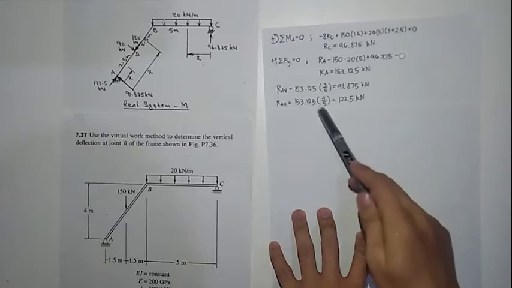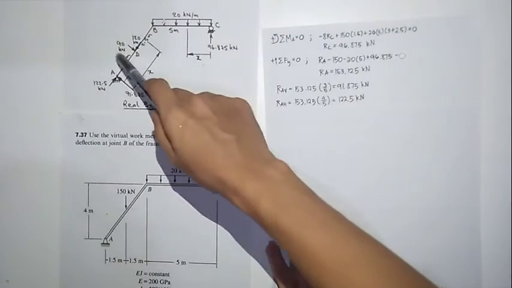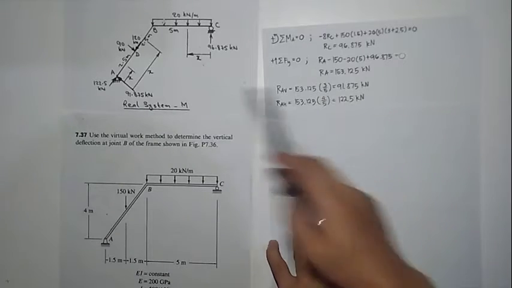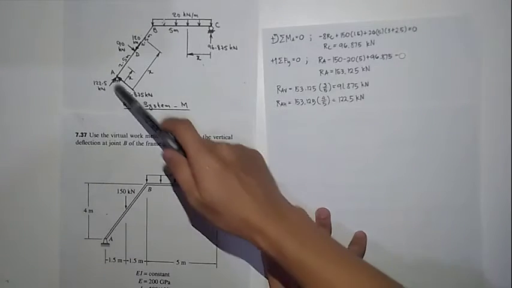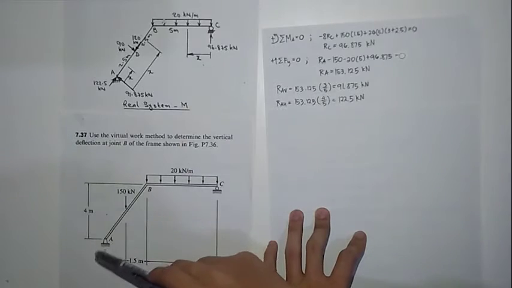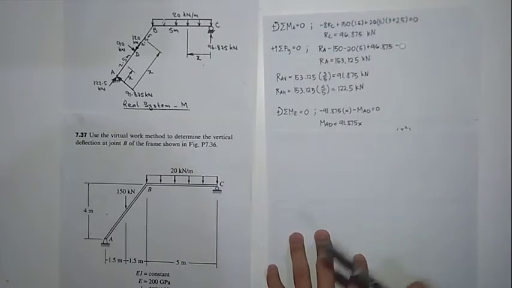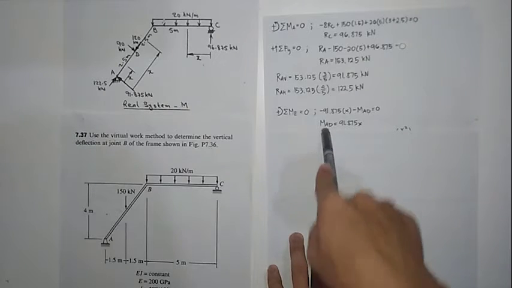153.125 times 4 over 5, kasi po yung sa component method po, equals 122.5 kN. So, nakuha na po natin ang reaction dito sa A. Susunod po ay hahanapin na natin ang MAD.